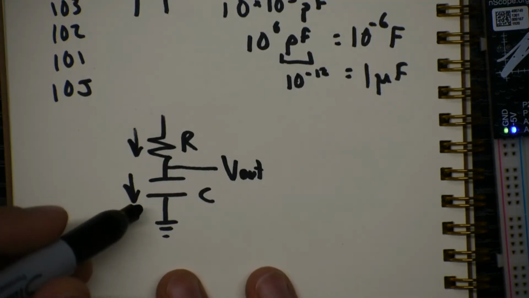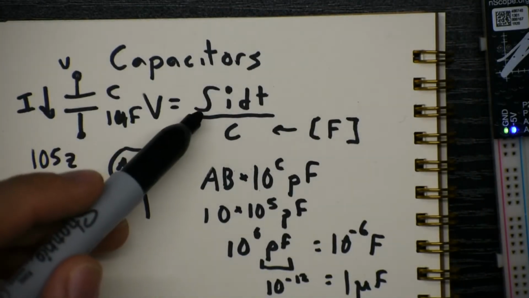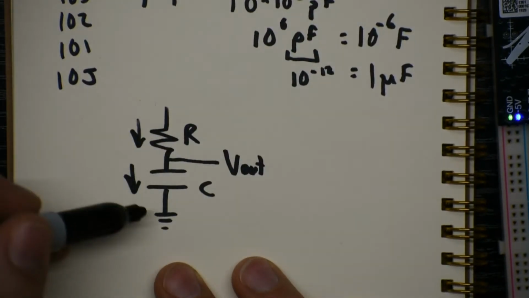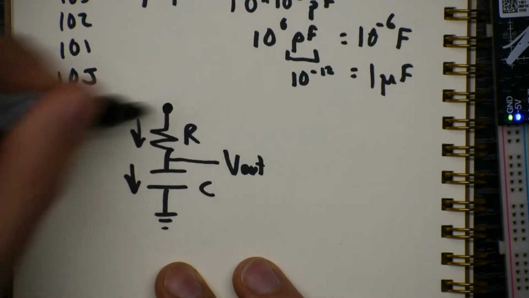And now we have to think about how this changes with time. Because if the voltage across the capacitor is the integral of the current, if we wait a long time, so once this has charged up enough, this voltage out will eventually be whatever this voltage is here.